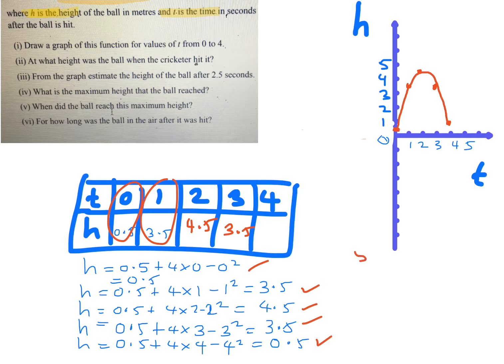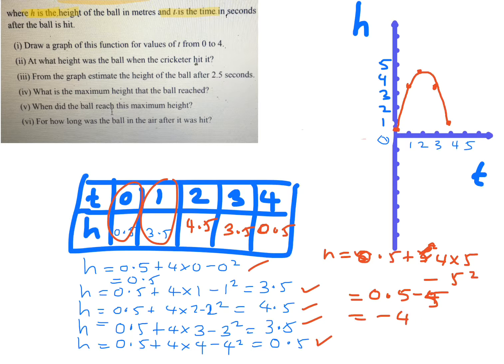Wonder what would happen if you put in 5. You get 0.5 plus 4 times 5 minus 5 squared. So 0.5 minus 5 is minus 4.5. So it's coming down here at 5. So it's going right down there. So somewhere down there, not necessarily at 4, it's going to intersect the axis. But they only wanted it sketched up to 4, so we'll leave it at that. So sketch it up to 4.